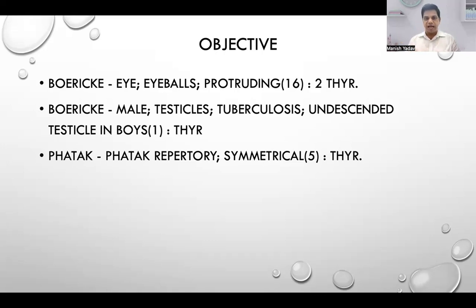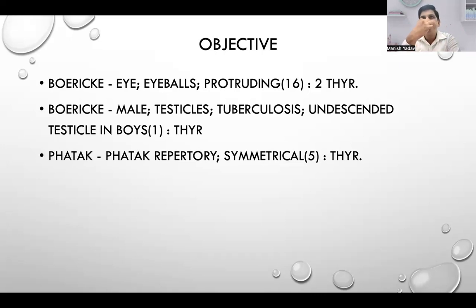So what I observed is that she has symmetrical lesions. It means if the lesion is on this palm, the same lesion is on exactly the same place on the other palm. If it is on the left side, then it is on the right side, symmetrical. These symptoms are called symmetrical when you have lesions on both sides of the body at the same location. Only the side is different. So there are 5 remedies in Phatak.